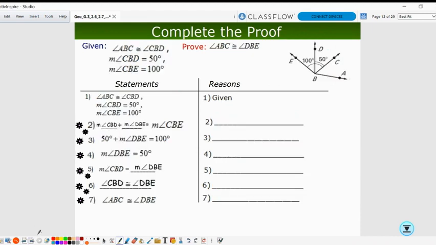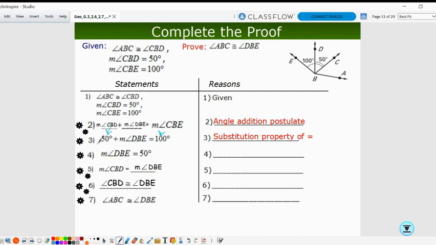Complete the proof. We have our given statements, and then we say the measure of CBD plus DBE equals the measure of CBE. So looking at your diagram, CBD plus DBE equals CBE. That's your angle addition postulate. Now we're just replacing the measure of the angles with the actual measurement. So that is your substitution property of equality.